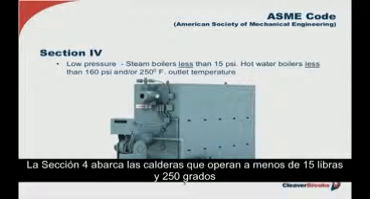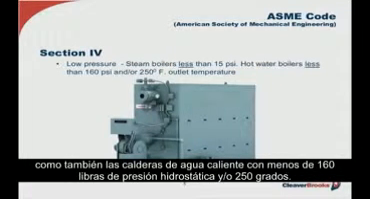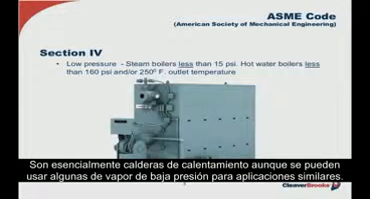Now, Section 4 is the next category, and covers those boilers operating below 15 pounds and 250 degrees, and those hot water boilers below 160 pounds hydrostatic pressure and 250 degrees. These are essentially heating boilers, though some low-pressure steamers can be used for light process applications as well.